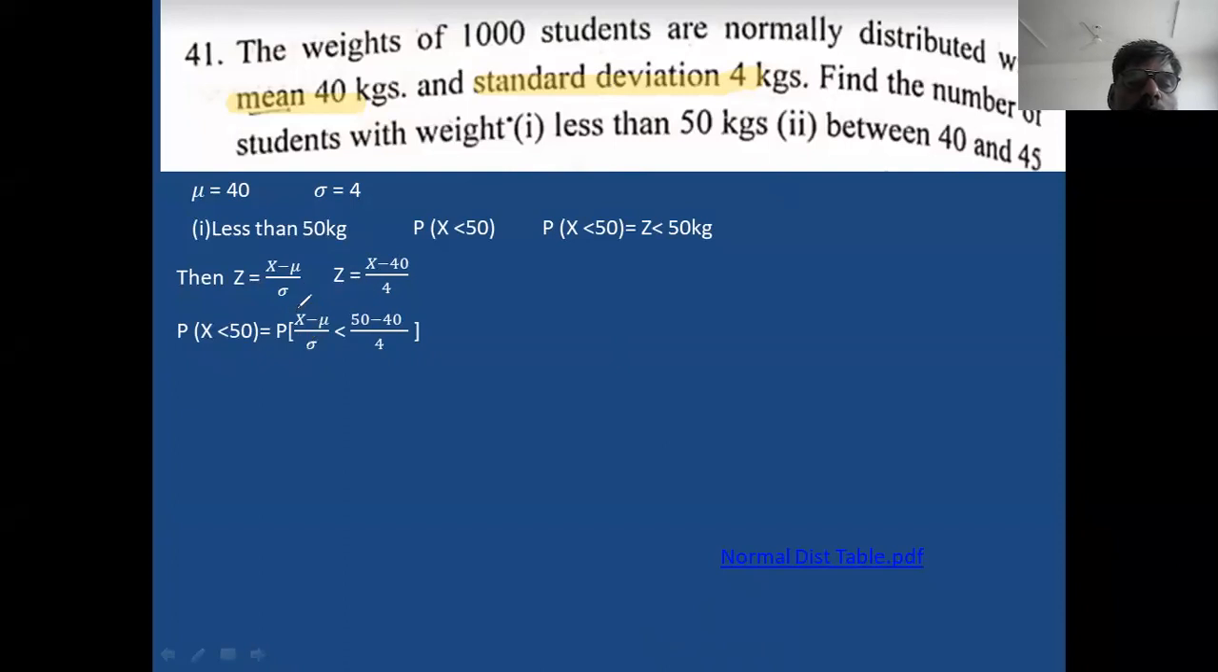This is the value of Z. Okay. And Z is less than 50. 50 minus mean. X value is 50. You remember here, X is equal to 50. If you want to write, you write here X 50. In the same equation, you fill the value. X is 50 minus mean. Mean is 40 divided by 4.